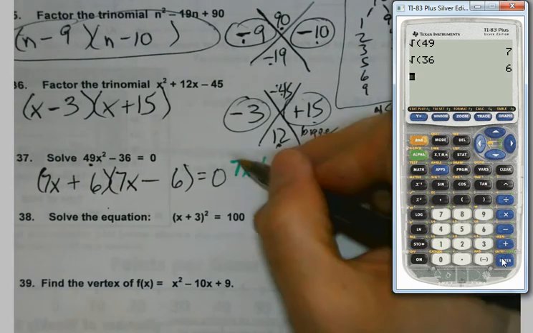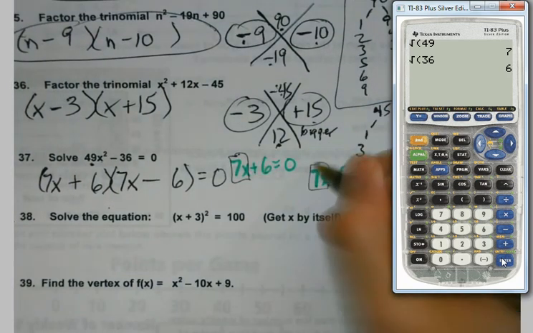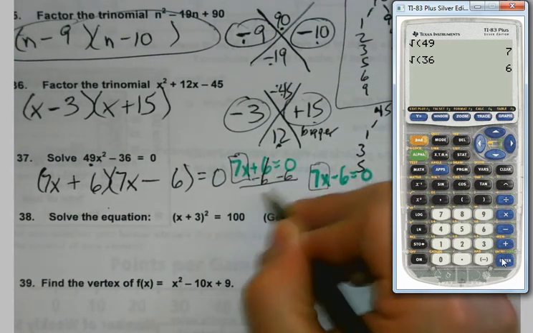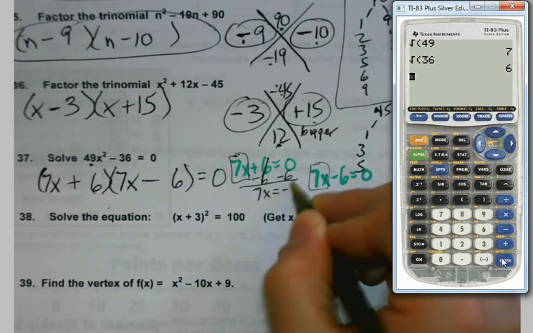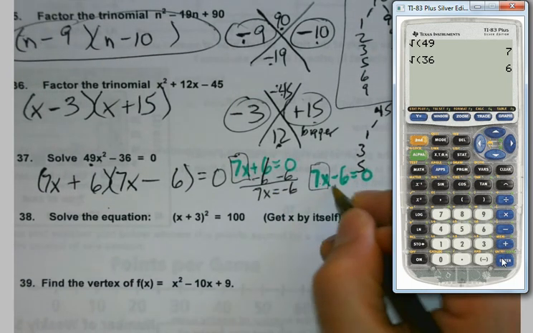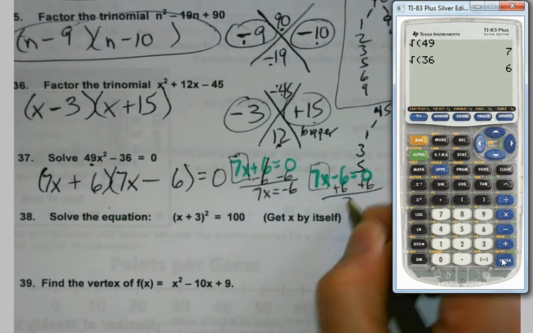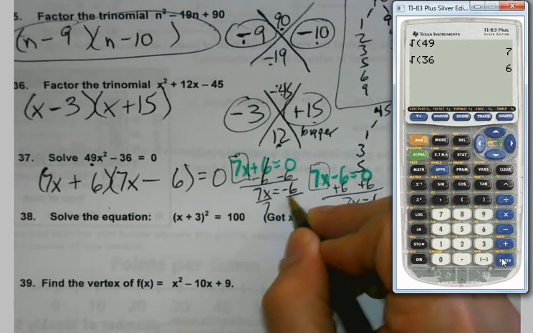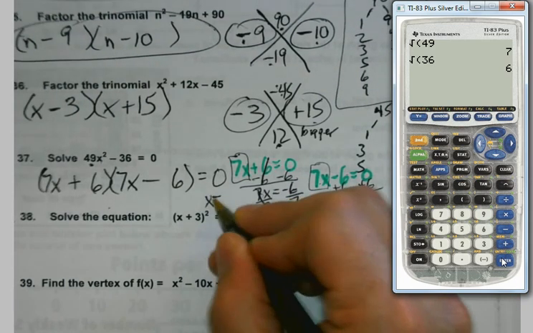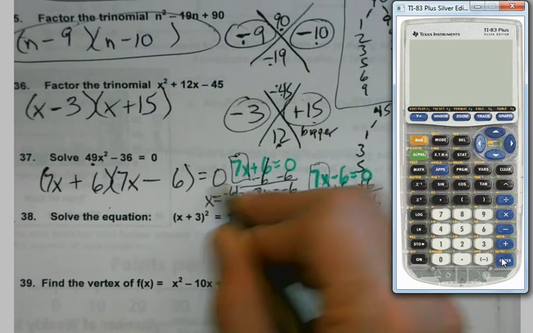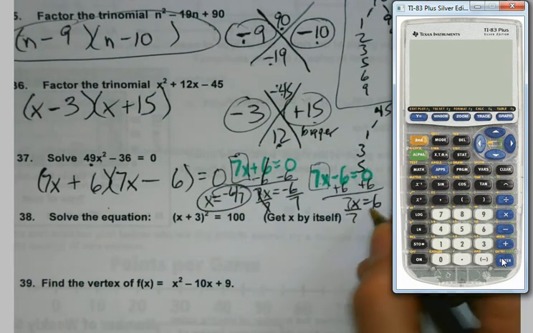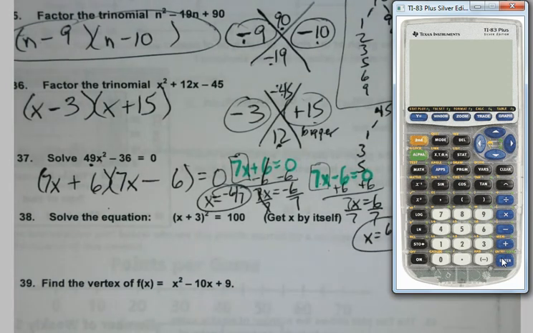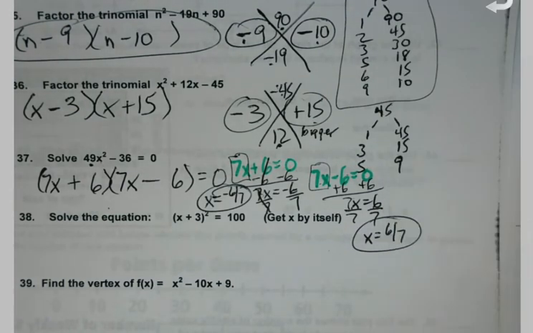So just like I normally would, here if I'm plusing 6, I'd minus 6 to each side. Here, since I'm minusing 6, I'd plus 6 to each side. And then divide by 7. And divide by 7. And again, the answers will end up more than likely being in a fractional form.